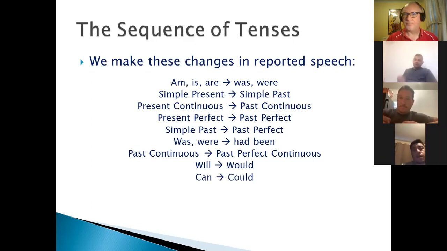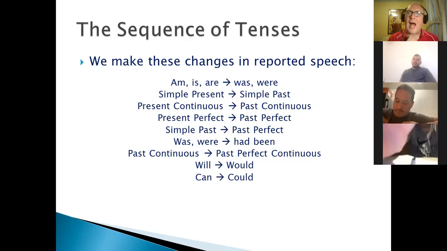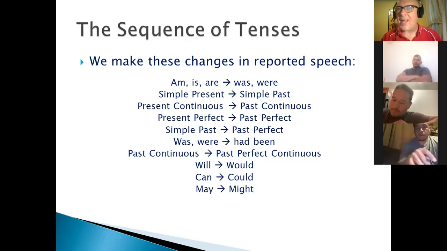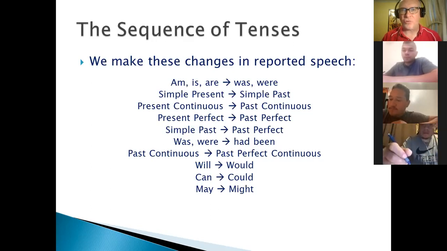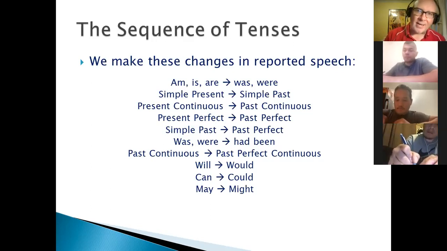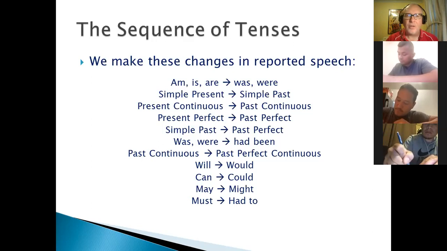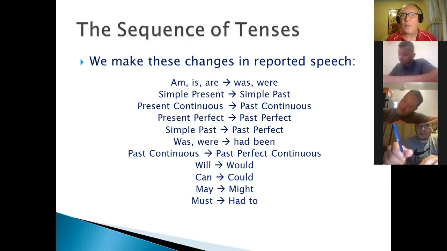Can becomes could. So someone says, I can speak Spanish. He told me that he could speak Spanish. We're making all these changes to accommodate the past tense. May changes to might. So someone says, I may retire soon. He told me that he might retire soon. Must changes to had to. So, for example, the doctor told me that I had to lose weight.